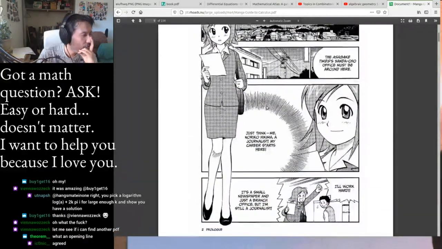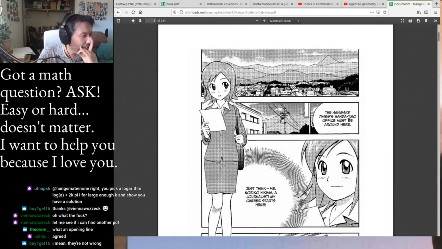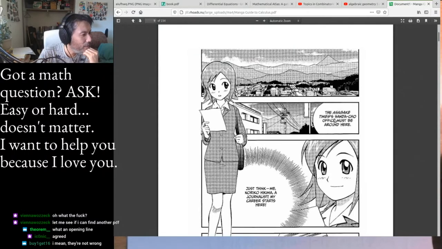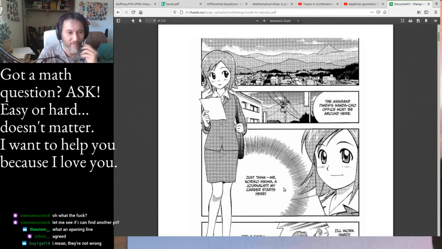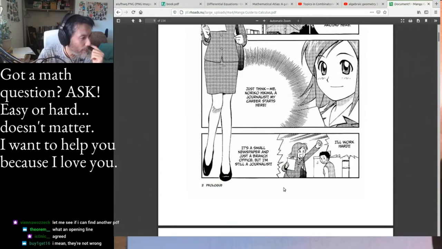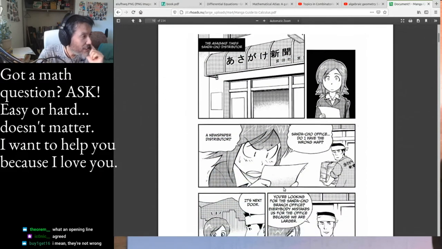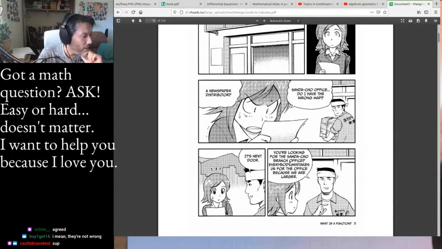What is a function? Uh-oh. Okay, fine. The Asagaki Times Sanda Cho office must be around here. Just think, me, Noriko Hikima, a journalist. My career starts here. It's a small newspaper and just a branch office, but I'm still a journalist. I'll work hard. The Asagaki Times Sanda Cho distributor. A newspaper distributor? Sanda Cho office? Do I have the wrong map? It's next door. You're looking for the Sanda Cho branch office? Everybody mistakes us for the office because we are larger.